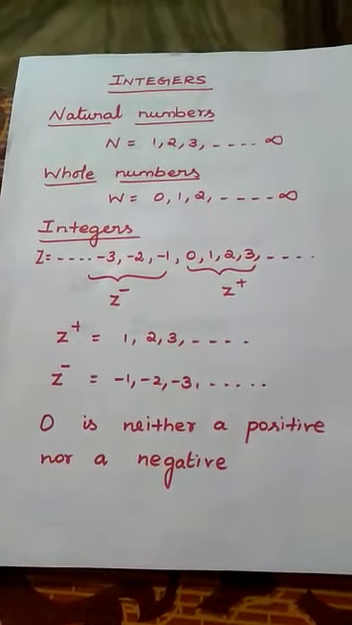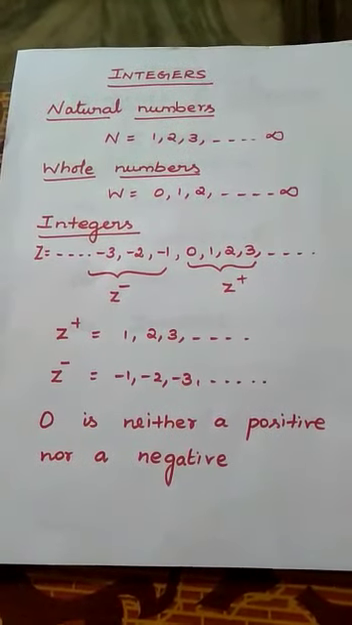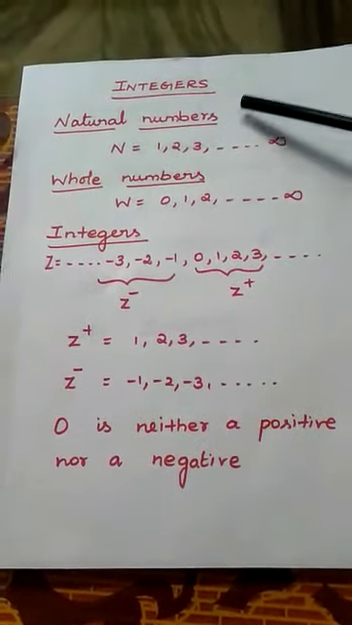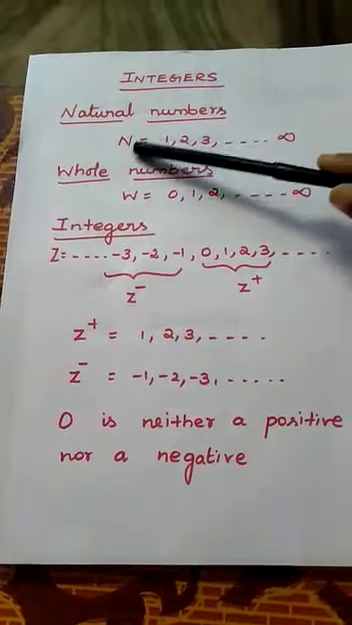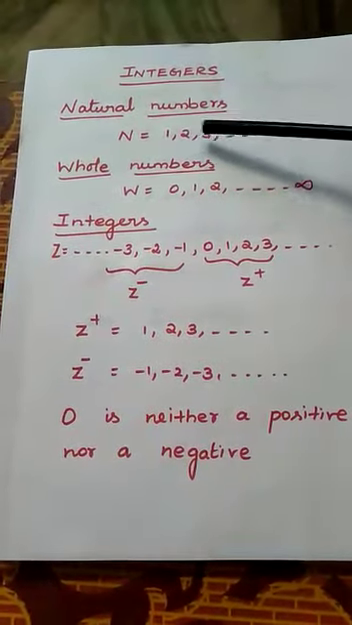Today I am going to explain integers. First of all, we must know about numbers. First one is natural numbers. What is a natural number? Natural numbers are counting numbers. They start from 1 only. Natural numbers are denoted by the capital letter N. N is equal to 1, 2, 3, etc.